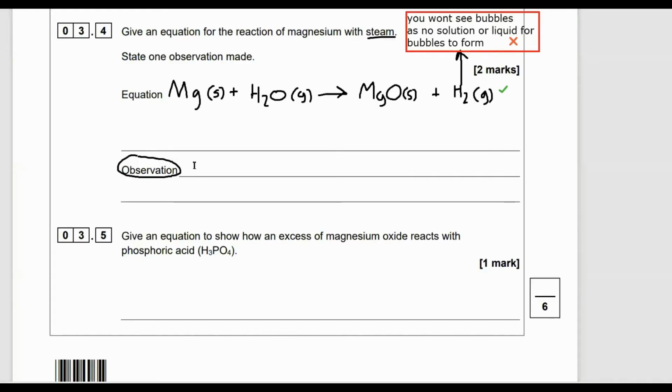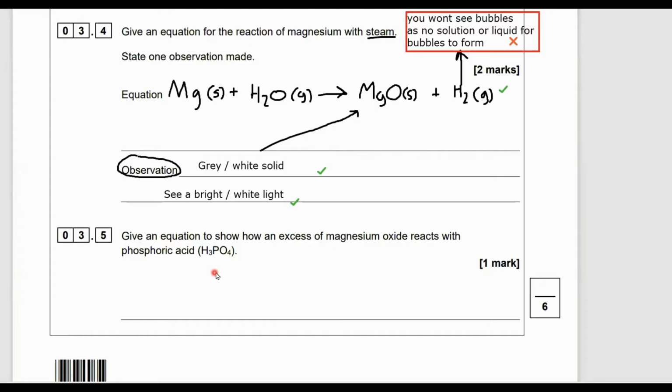So right, you're going to get 1 mark for the observation. We've already scored 1 for the equation. So we can say we'd see a grey or white solid form because magnesium oxide is grey or white. And also, when magnesium reacts like this, just like when you burn magnesium in a Bunsen burner flame, you're going to see a bright light, or you can say you're going to see a white light. So white light or bright light. Cool. And either of those will get you that extra mark for a maximum of 2 marks for 3.4.